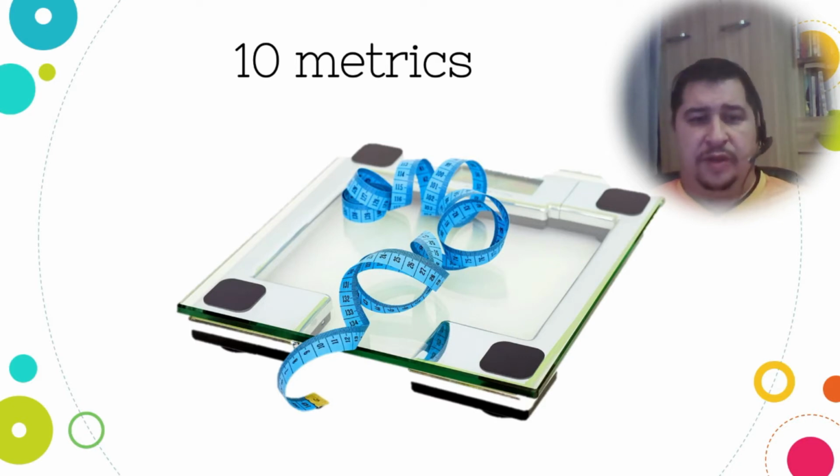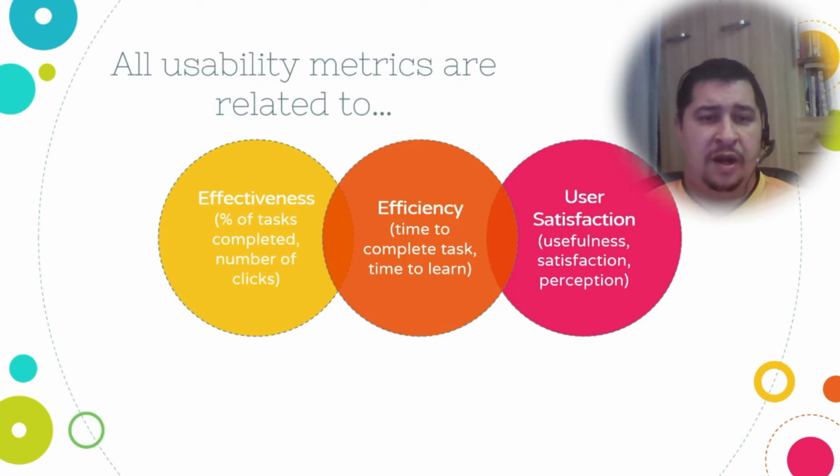I'm going to give you 10 different metrics of what to measure, and all of them are connected to one of three things: effectiveness, which is the percent of tasks completed and number of clicks; efficiency, which is related to the time needed to complete a task, and the time needed to learn a specific feature or do a specific job; and the last one is user satisfaction, which means their perception, their feeling of usefulness.